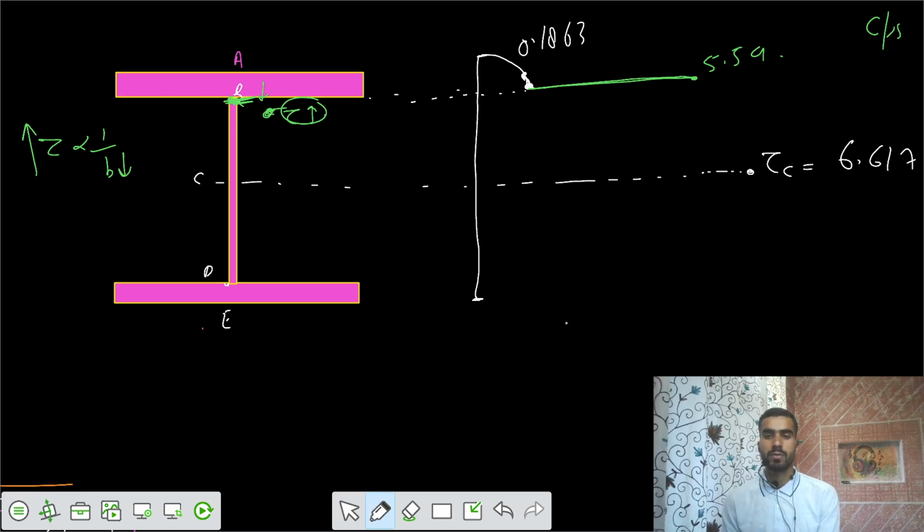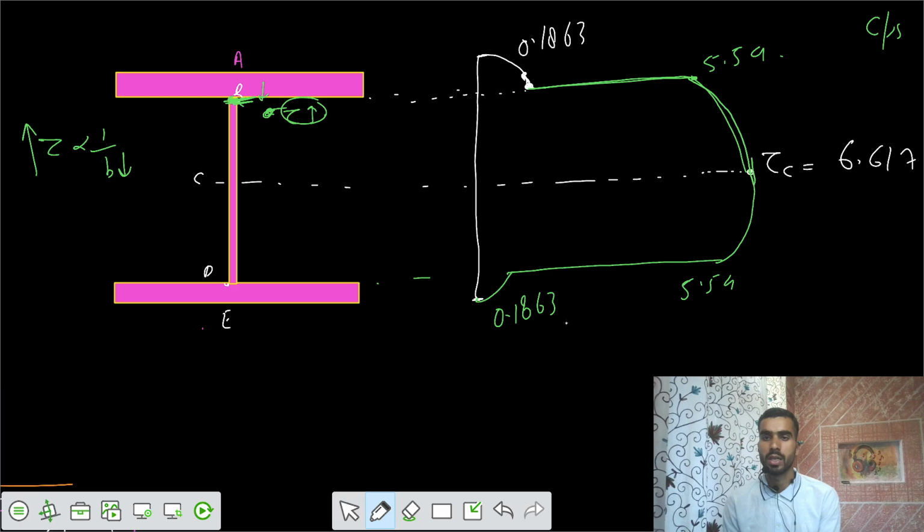So you got the shear stress value here, and you join the 2 points in a parabolic curve. Similarly, you can have point D also here. The shear stress value would be the same if you solve that also. So after that there is a rise to 5.59, and you have to join them in this way. So you got the shear stress variation. This is your tau variation along the cross section depth.